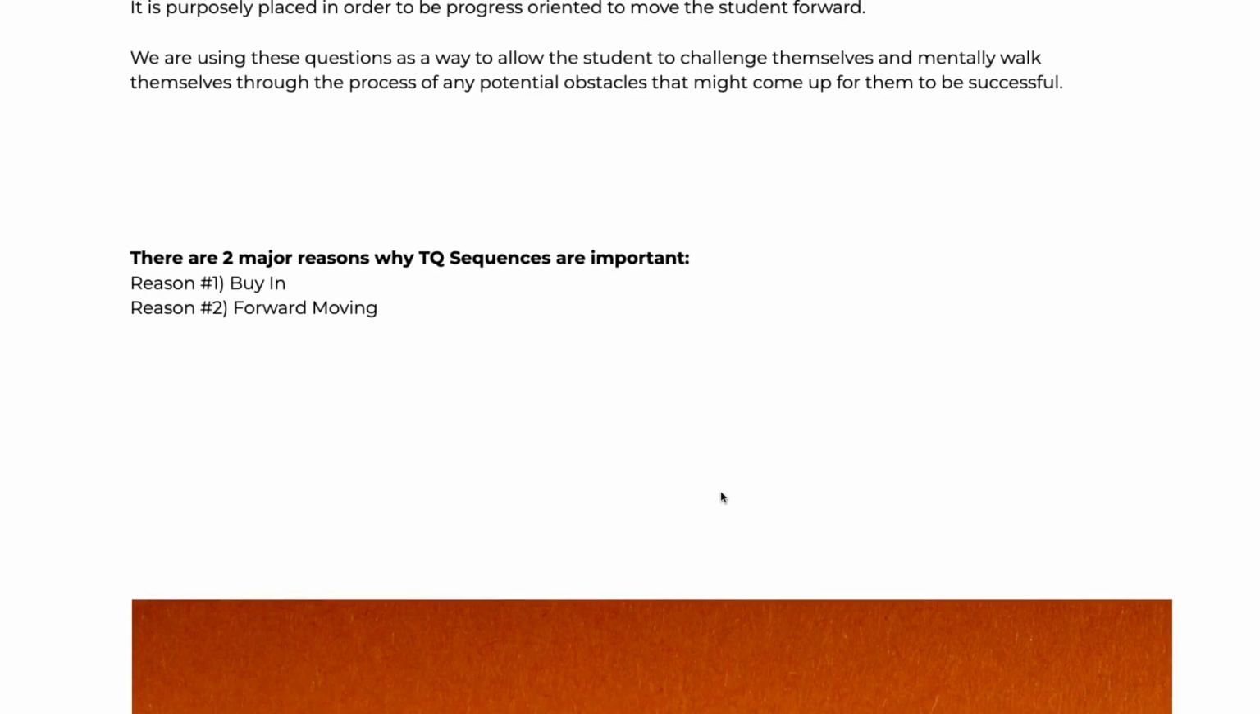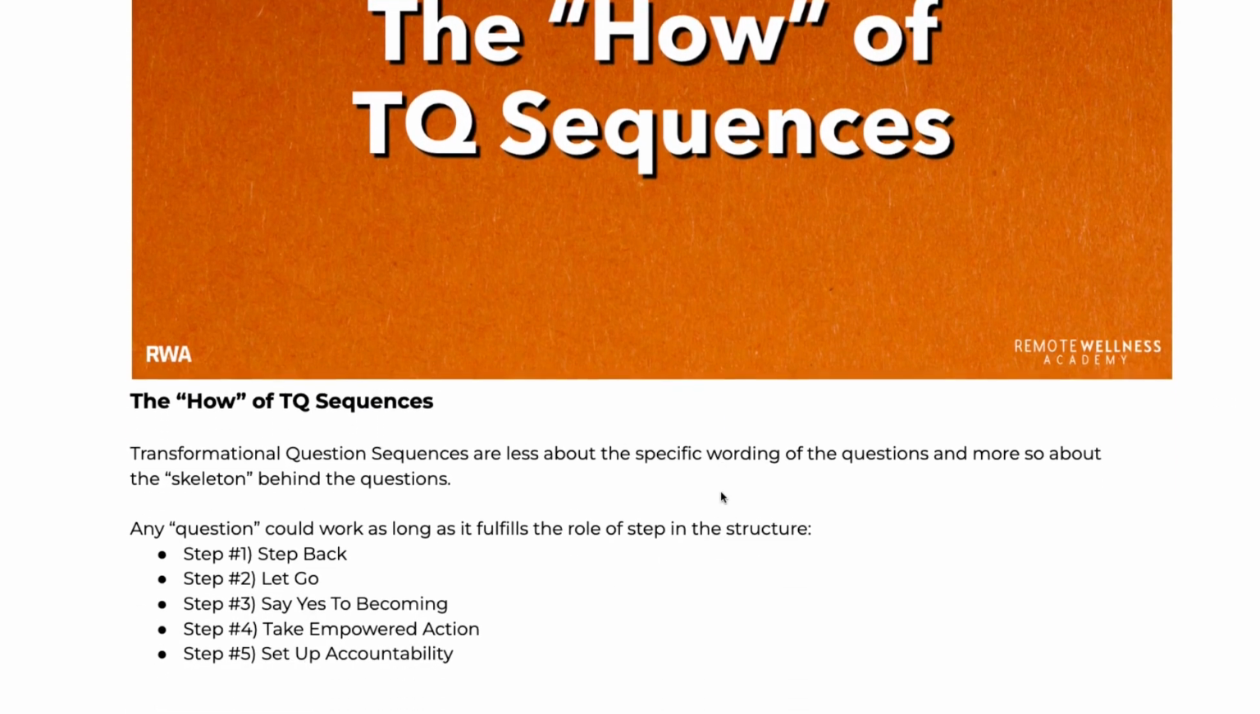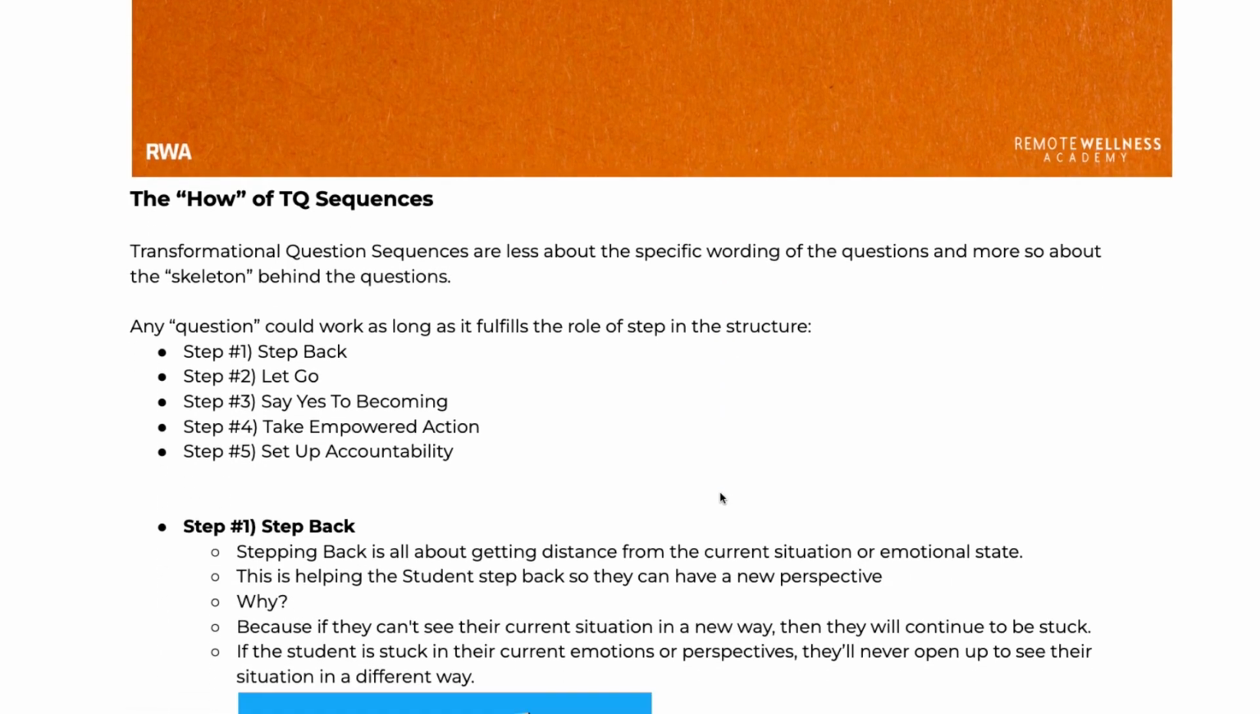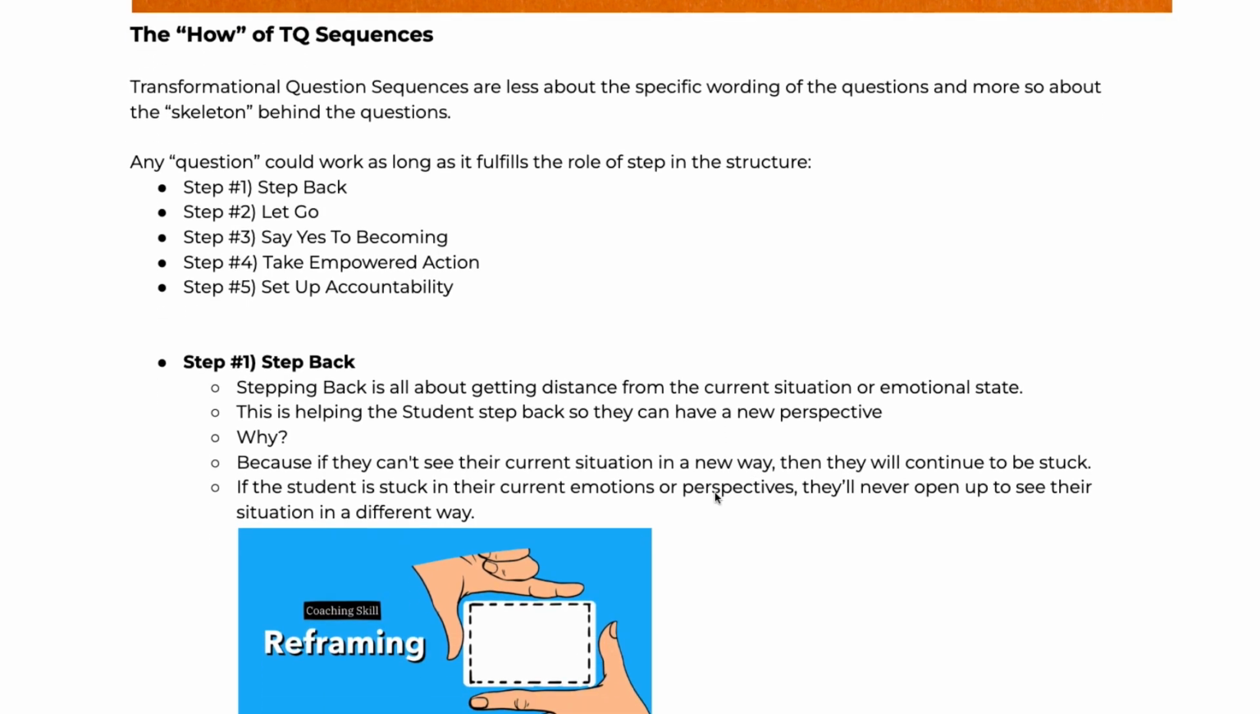Beautiful. So we are chugging along inside of this training. Let's go ahead and now talk about the how of TQ sequences. And so transformational question sequences are less about the specific wording of the questions and more so about the skeleton behind the questions. Okay, so any question really could work. It doesn't have to be the questions that we are talking about, as long as it fulfills the role of the step inside of the structure. Okay, and so the other thing I want to go ahead and mention is that the templates that we're providing, they really are only templates. And so really you can mix and match and come up with your own questions, and they don't even have to be necessarily in order, as you're going to learn about here in a second.